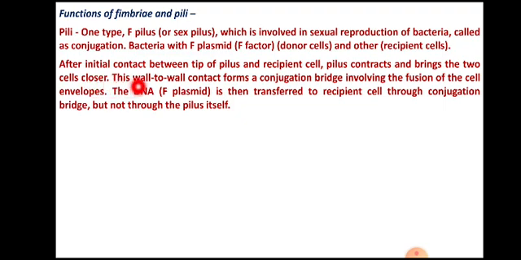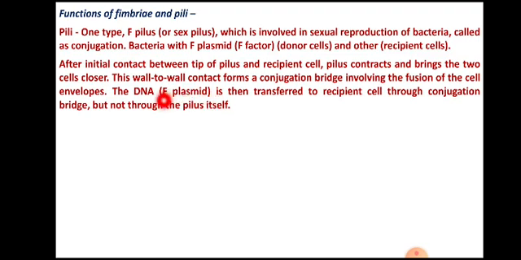When two cells come closer, the cell walls of these two bacteria, that is the donor cell and recipient cell, form wall to wall contact, then the cell wall is dissolved and there is formation of a channel or a bridge called the conjugation bridge. This conjugation bridge involves the fusion of cell envelopes.